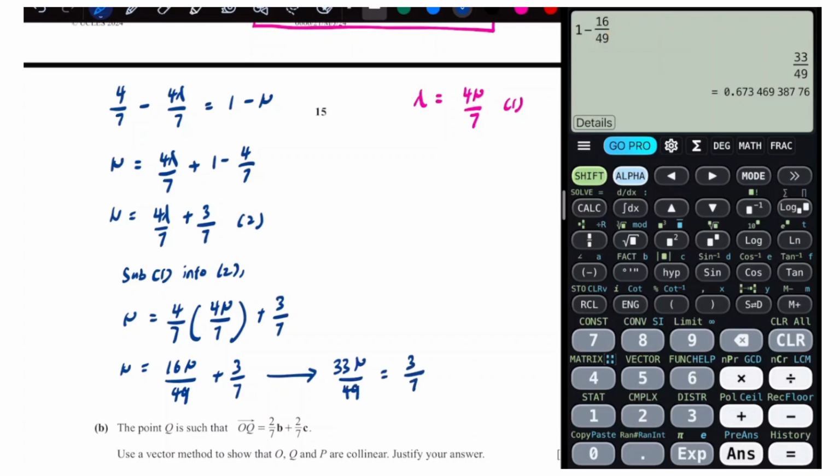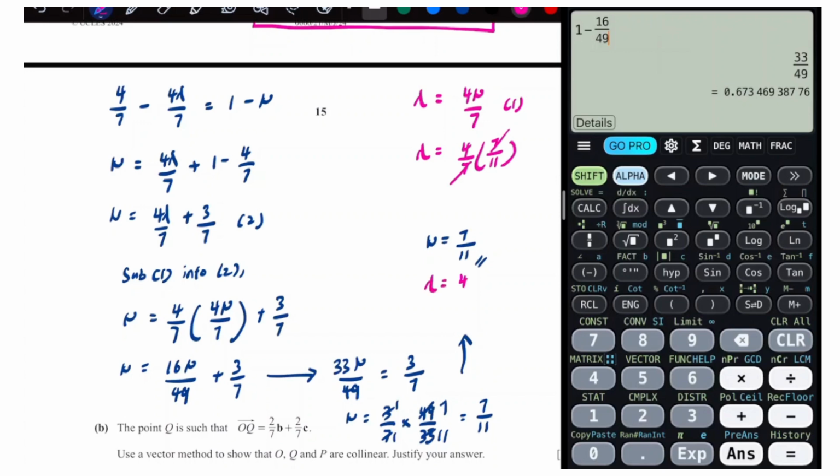So then, in order to find mu, just multiply by 49 over 33. So this is going to be 7 over 11. So our mu, I'm just going to write it here. So mu will be 7 over 11. Okay, that's the first one. And now what about our lambda? We just have to replace the mu inside. Then you'll get lambda as 4 over 11.